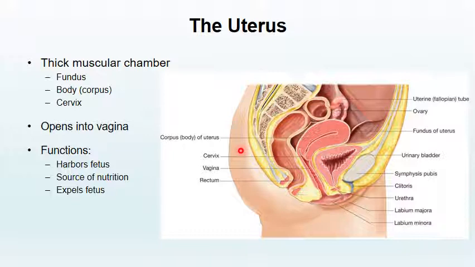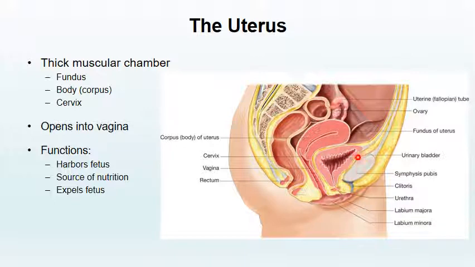This is going to be the site of implantation. This is going to be the site where a fetus is going to develop. It's going to provide warmth, protection, nutrients, and then again at the end it is going to expel or result in the birth of that fetus. What we have is this pear-shaped muscular chamber that actually tilts anteriorly, or forward, over the urinary bladder.